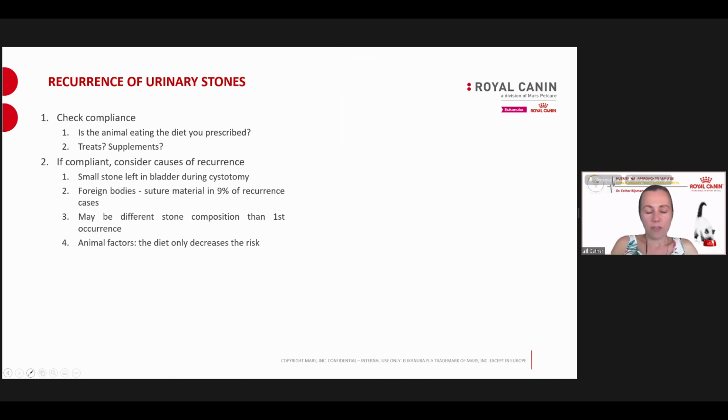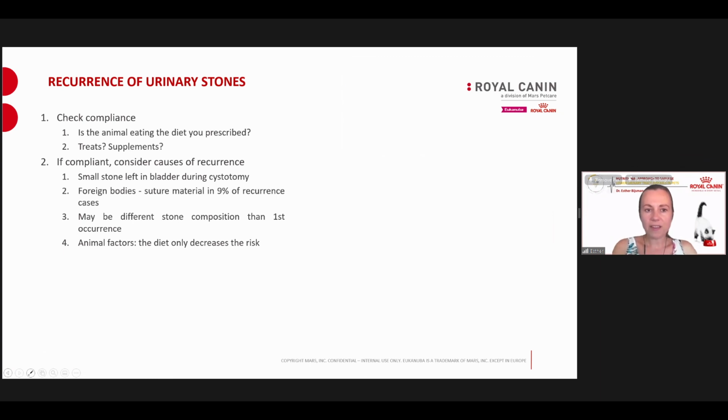If the owner swears to you they are compliant, then there are, of course, other causes of recurrence. So first of all, think back to all the way at the beginning of the lecture. For calcium oxalate, we are often only able to achieve a metastable supersaturation zone. It's really difficult to get the urine undersaturated for calcium oxalate. And this means that stones won't form just like that spontaneously. But if you left a very small stone, even just sand size, in the bladder during cystotomy, even on a urinary diet, it might slowly grow back over time.